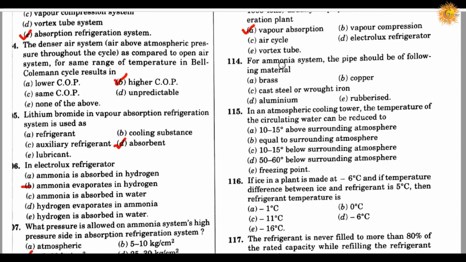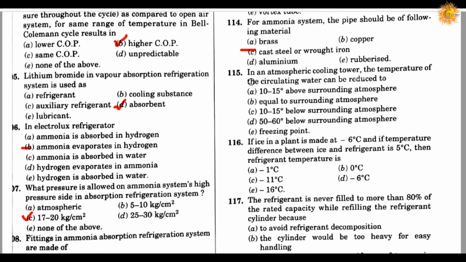Question number 114. For ammonia system, the pipe should be of the following material. Option A, brass. Option B, copper. Option C, cast steel or wrought iron. Option D, aluminium. Option E, rubberized. So the correct answer is C, cast steel or maybe wrought iron.